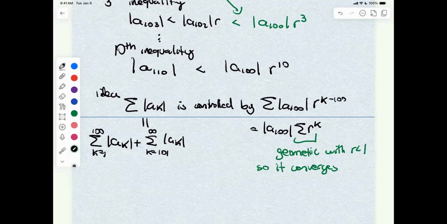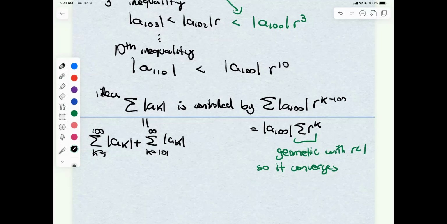And each of these pieces is individually controlled by something that looks like A of 100 times the power of R. So that is essentially a geometric series. You could be a bit more careful to put the indices correctly, but the idea is that once you start at 101, all the terms are bounded by powers of R. And that's enough to say that the series has to converge because R is less than one. Is that making sense?